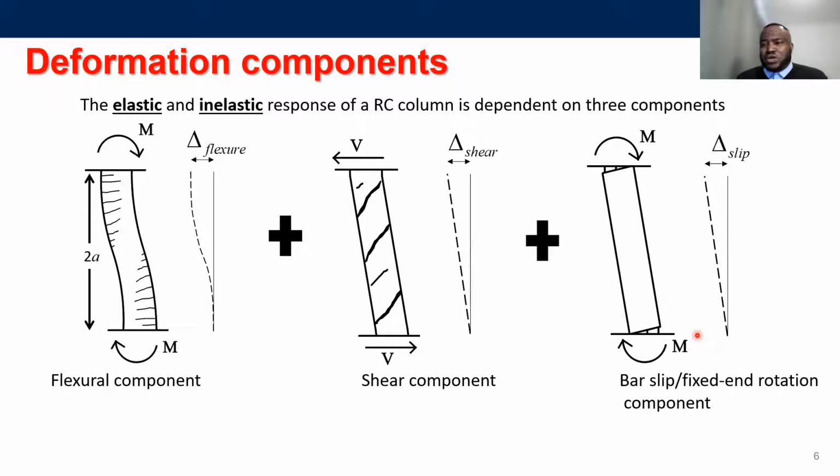The response of a concrete column, beam, or wall is dependent on 3 deformation components. You have the flexural component, which is due to flexural curvature. You have the shear component, which is mostly due to shear distortion. And then you have the fixed end rotation, which can be due to bar slip or some form of bond loss in the component. So depending on the failure mode, one of these three deformation components would dominate the response of your column, your beam, or your wall.